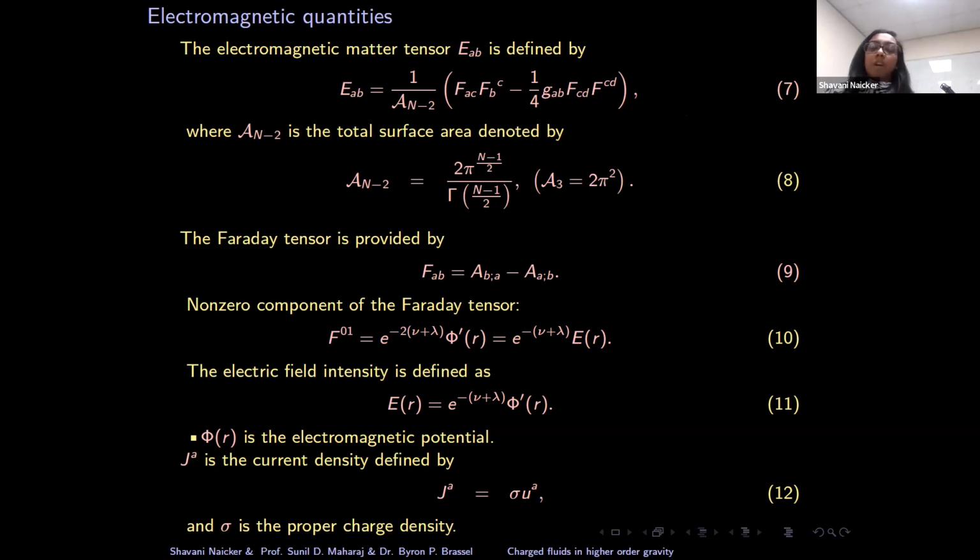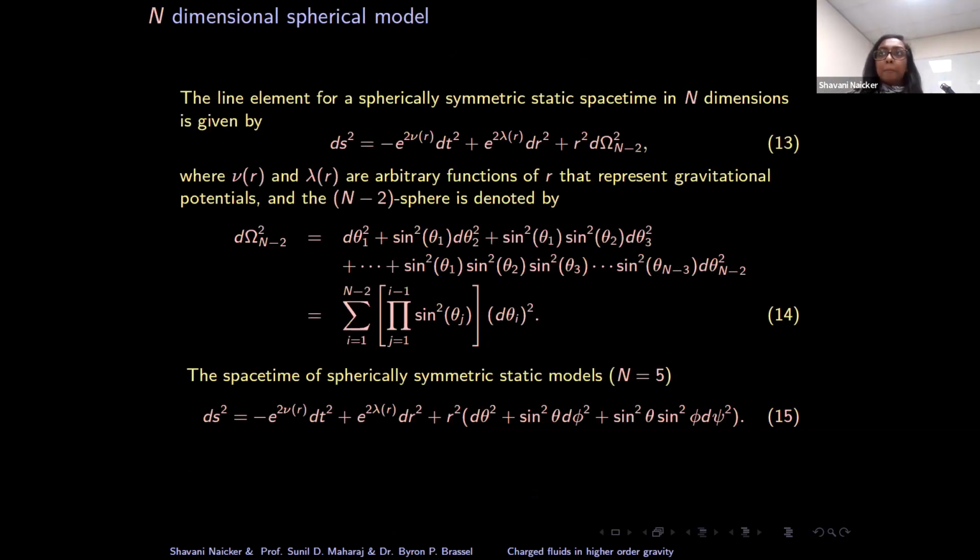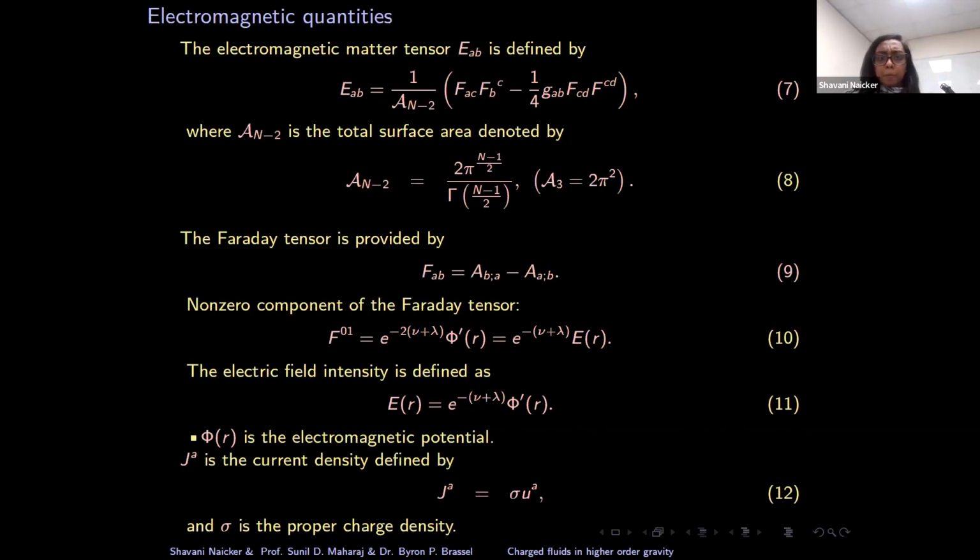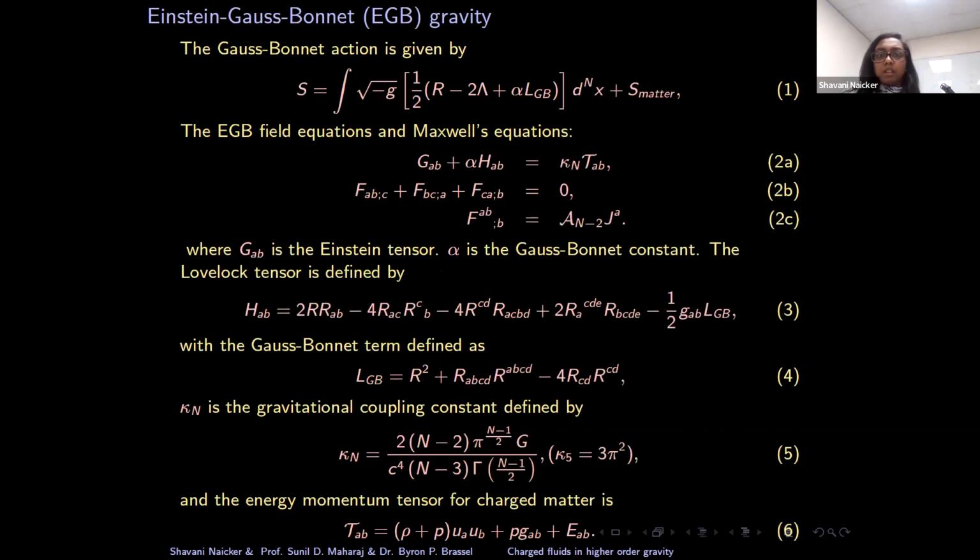For the purposes of our studies, we have a non-zero component of the Faraday tensor described in equation 10, where the electric field intensity is defined by equation 11, with phi being the electromagnetic potential. The current density is defined by equation 12, with sigma being the proper charge density. In equation 1, the alpha times L_GB: L_GB is the Gauss-Bonnet term defined in equation 4.